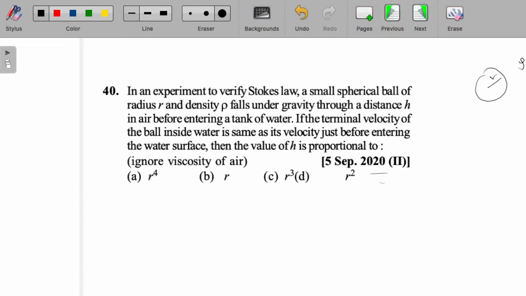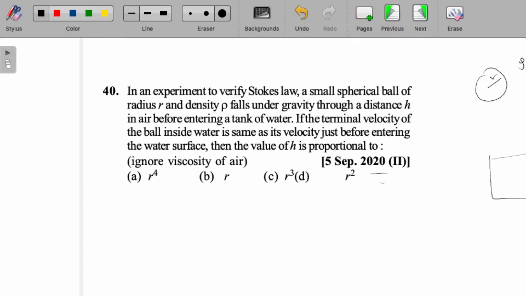So it initially falls under gravity through a distance h, right? Before it enters a tank of water. If the terminal velocity of the ball inside the water is the same as its velocity just before entering the water surface, so whatever is the velocity v here, if it's the same velocity as the terminal velocity, then the value of h is proportional to, right?